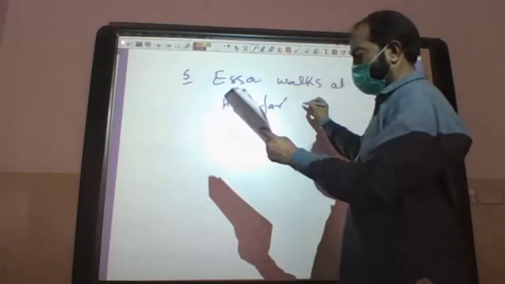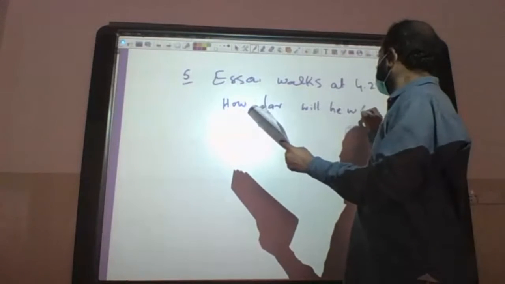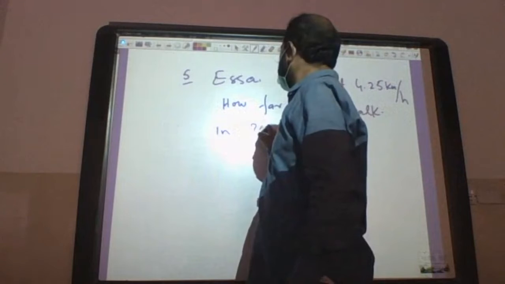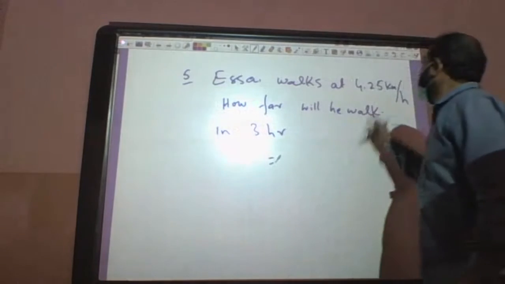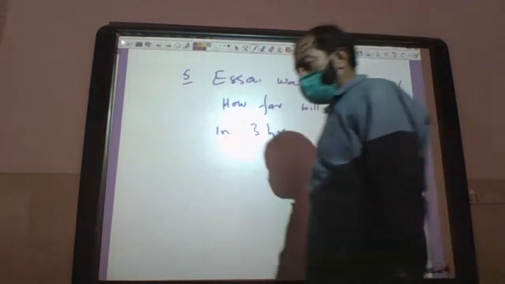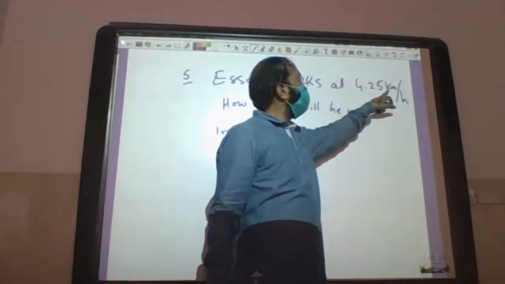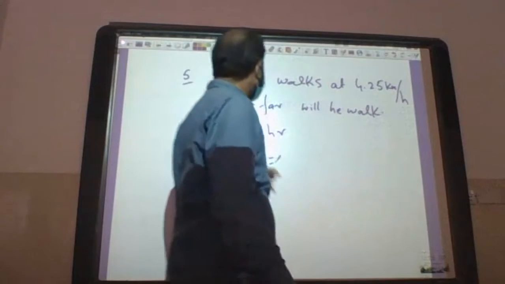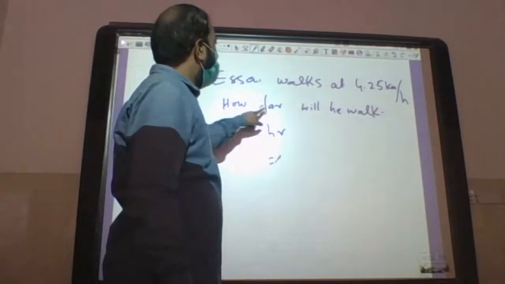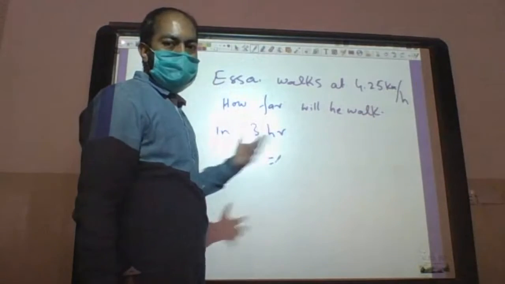How far will he walk in 3 hours? Then I will check your answer. Be ready. I'm not talking about running, I'm talking about walking. This is the rate, 4.25 kilometer per hour. So in 3 hours, how much distance will you cover? Because Isa walks, how far will he walk? In distance we have to find it.